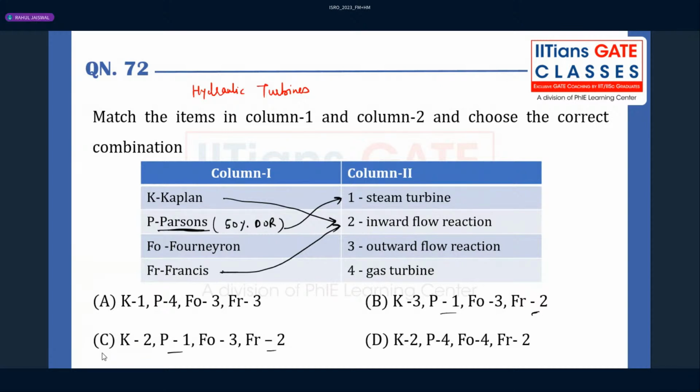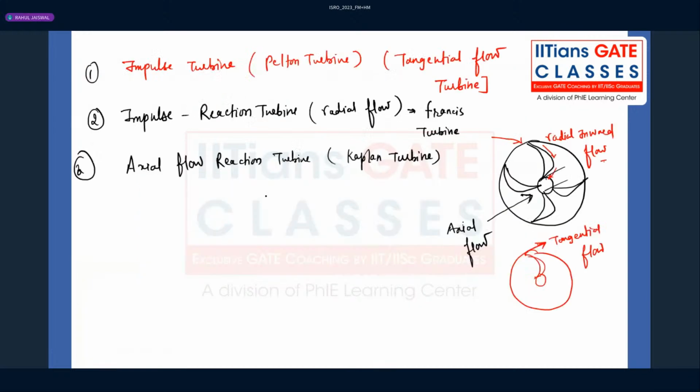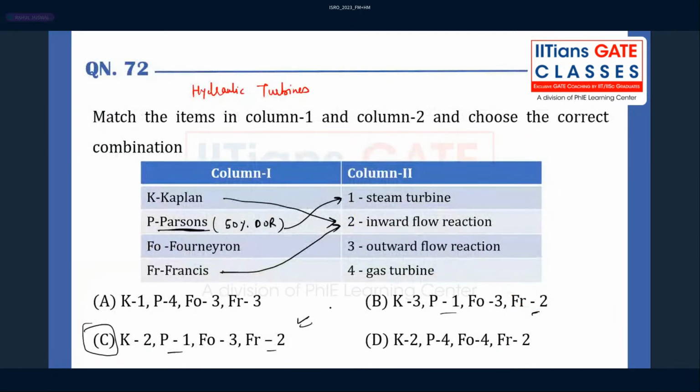So option C seems to be correct here, where you are saying that Kaplan and Francis both are inward flow reaction turbines. But the flow will be different. One is a radial flow, the other is an axial flow. In the case of Kaplan also, up to some part it will be radial flow, but after some time, after radial flow, it will be axial flow. But there are different types of turbine that we are observing.